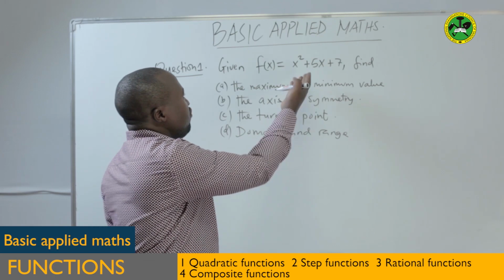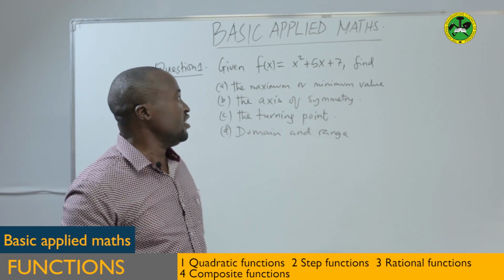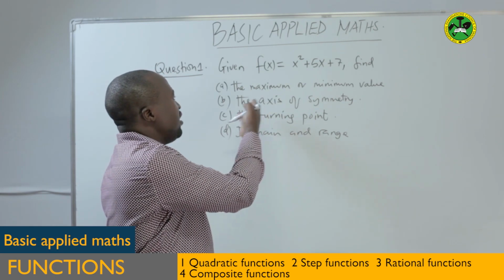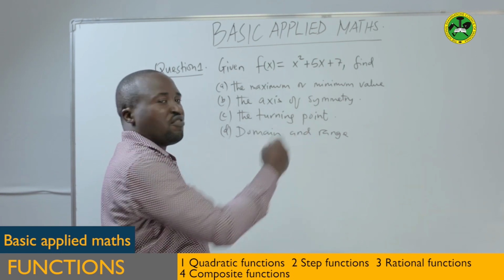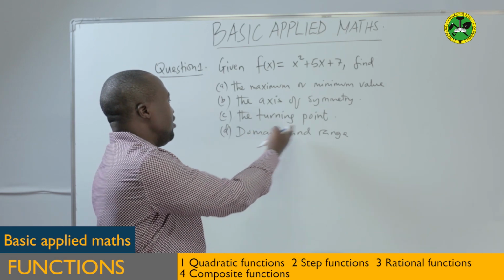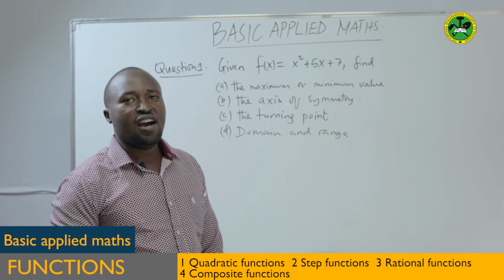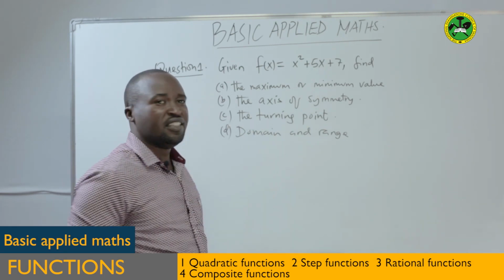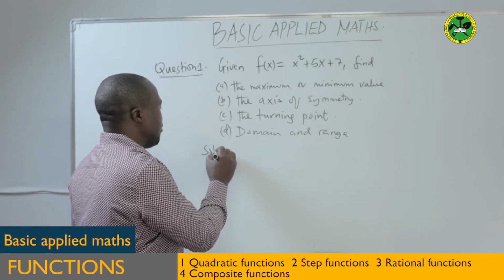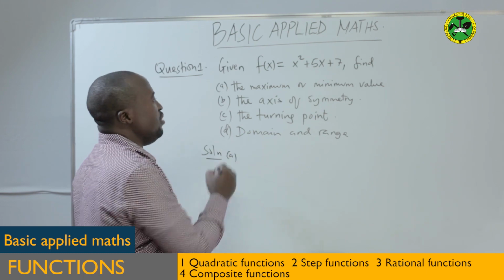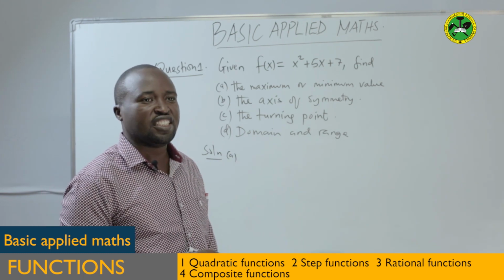Now that is our question. We have the function f of x, that is a quadratic function. Then we are supposed to find the maximum or minimum value, then the axis of symmetry, then we have the turning point, and then to wind up with the domain and range. Now, my dear student, how do we find the maximum or minimum value for the given quadratic function?